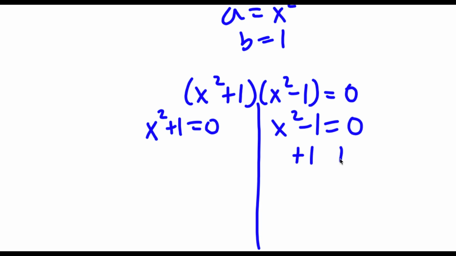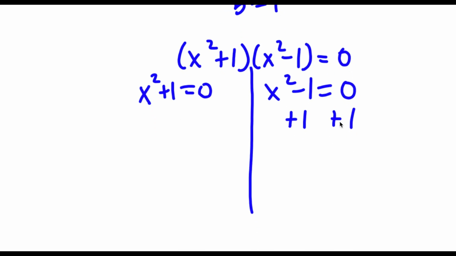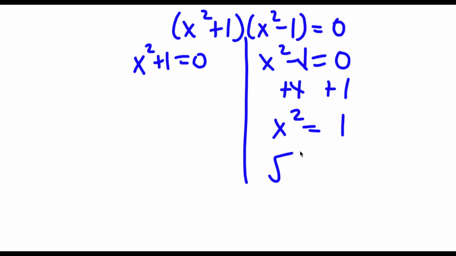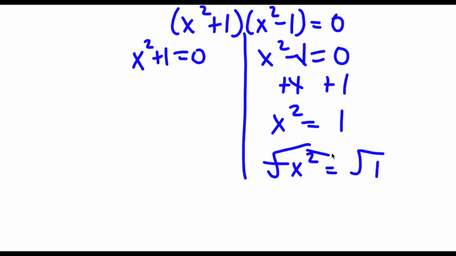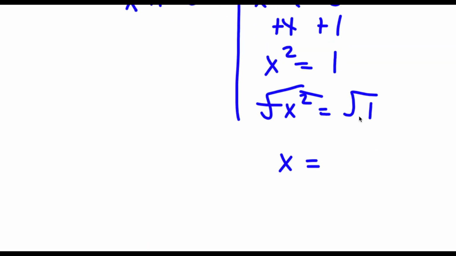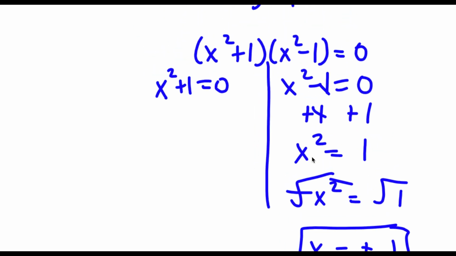So let's first start with x squared minus 1 equals 0. I'm going to first add 1 on both sides, and these two cancel out, and I'm left with x squared is equal to 1. Now I'm going to be taking the square root on both sides. So then these two cancel out, and I'm left with x is equal to the square root of 1, which is actually equal to positive or negative 1. So these are two more solutions to our problem.